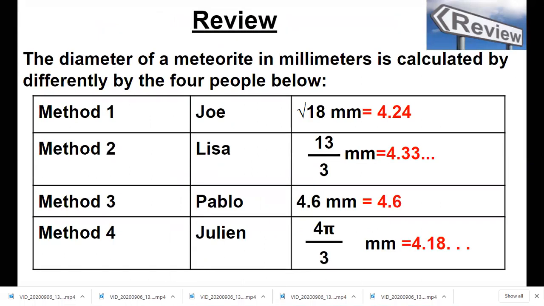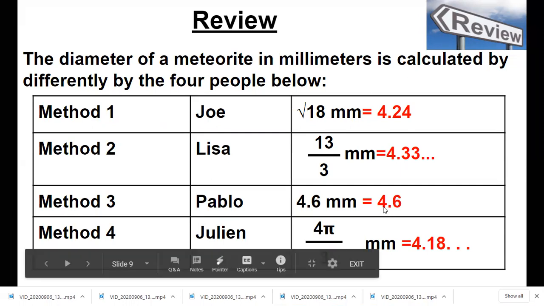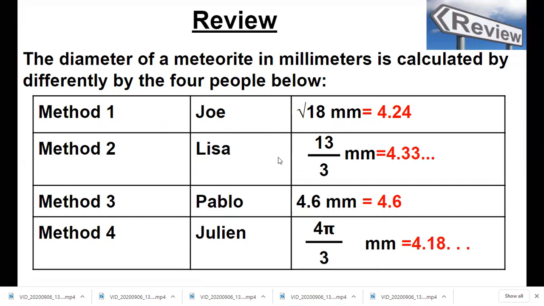So I went ahead and did all the other numbers. So 4.24 is what we decided for square root of 18. 13/3, we're going to divide 13 on the inside, 3 on the outside. We're going to end up with 4.33 doing that. 4.6 can just stay 4.6. And then 4 pi over 3 is really 4.18.